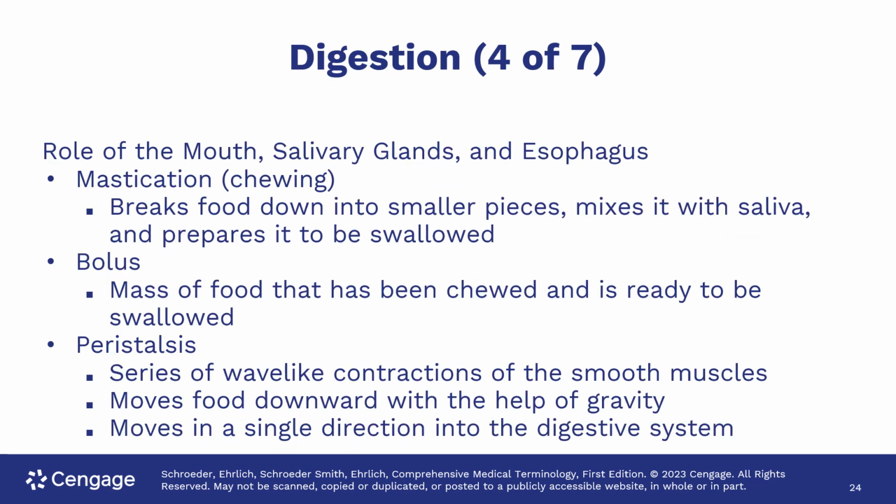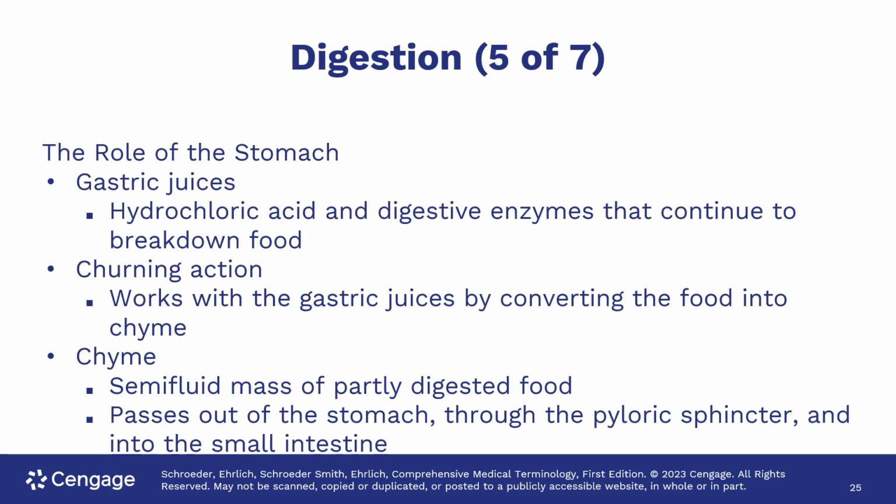The mouth, salivary glands, and esophagus have several roles. Mastication, or chewing, to break down food and mix with saliva starts the digestive process. This creates a bolus, which is a chunk of food that has been prepared by mastication for swallowing. Peristalsis is a wave-like contraction that helps to move the food along the digestive tract from top to out.